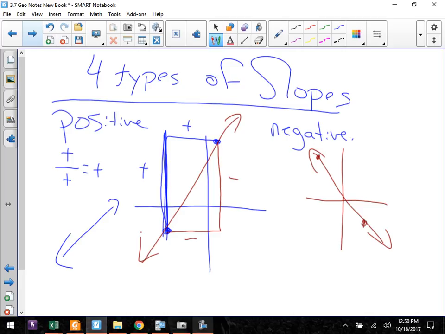Moving down and right is the same thing as moving up and left. So I move down, it's negative. I move right, it's positive. So I get a negative over a positive, which is negative. If I move up and left, it's a positive over a negative, which is still negative. It just so happens that more often than not, when we're looking at our slopes, I always taught students to go up or down first and then move to your right. So if it's negative, you move down, go right. If it's positive, you go up, go right.